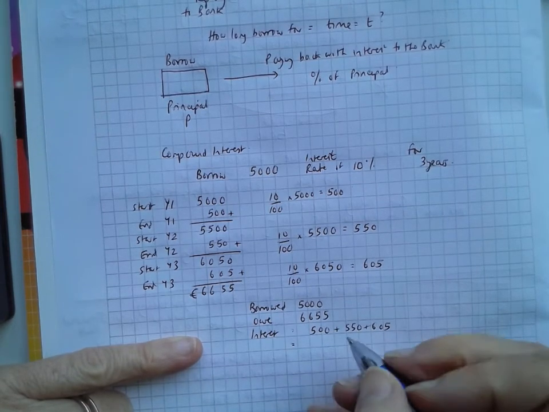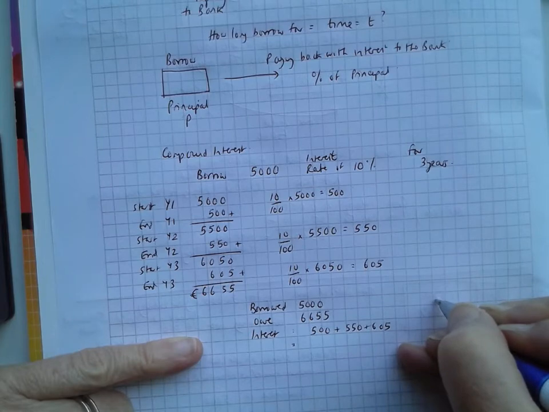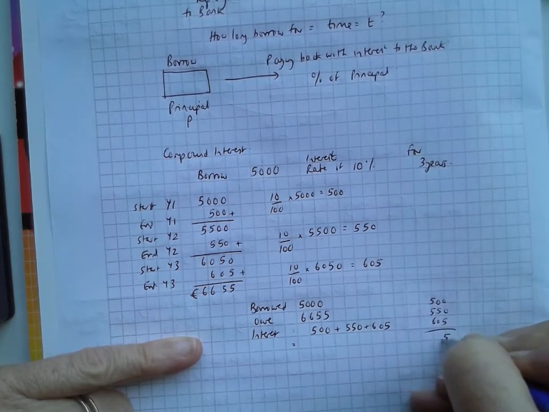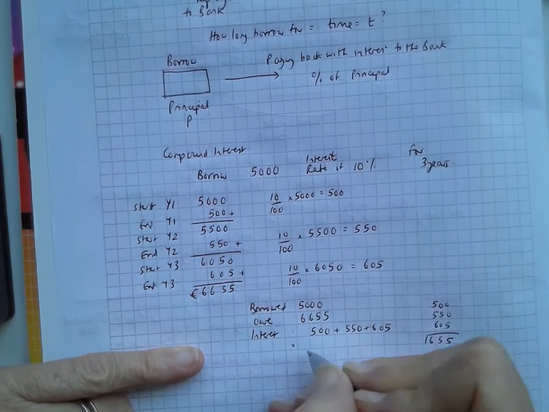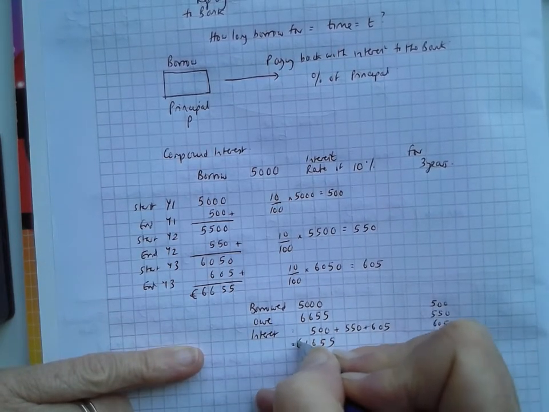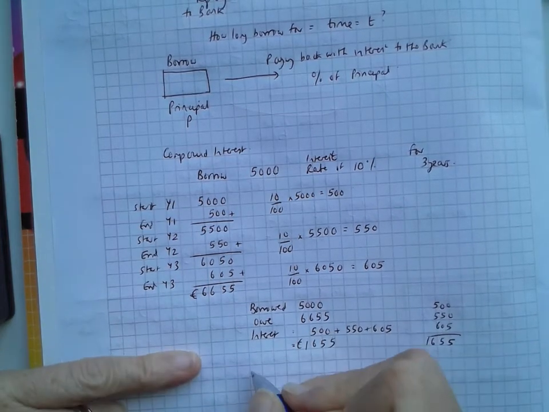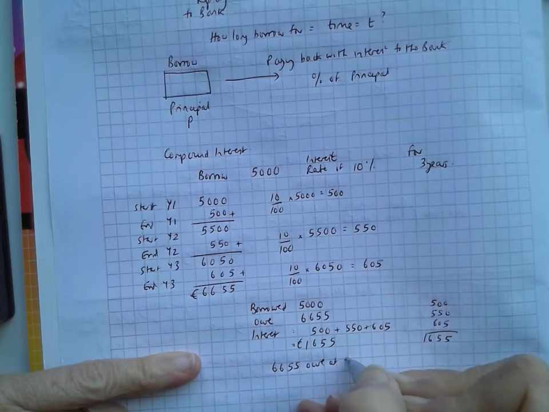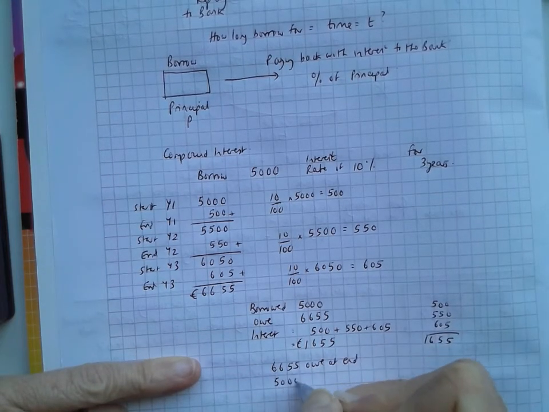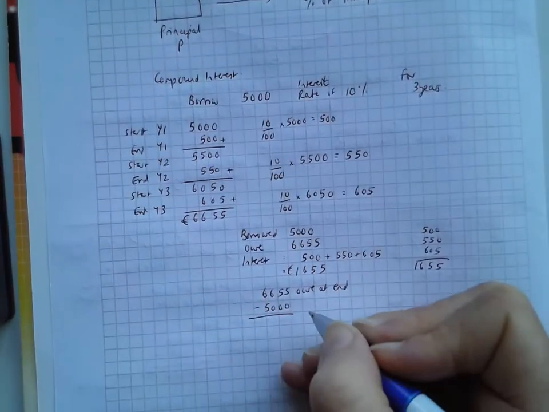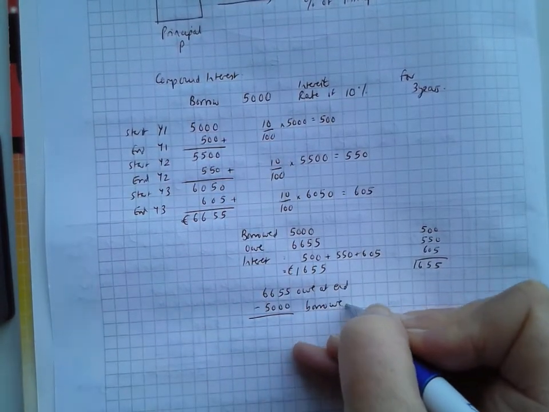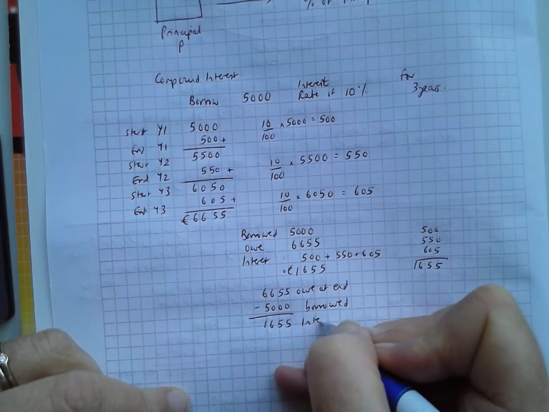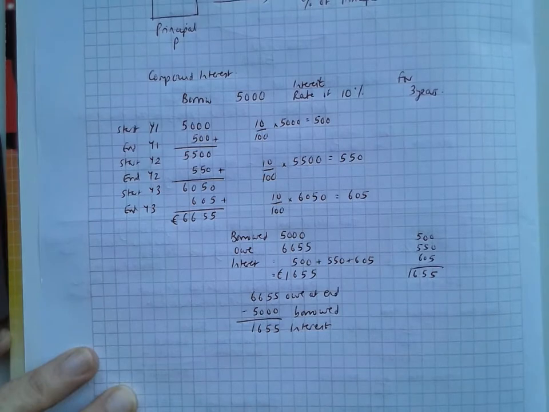Let's see. 500, 550 and 605 is going to be 1655 interest. Or of course we could have worked that out by saying it's 6655 what we owe at the end, take away 5,000 what we borrowed, which will be 1655 in interest. Okay, so hopefully you could see there what's happening.